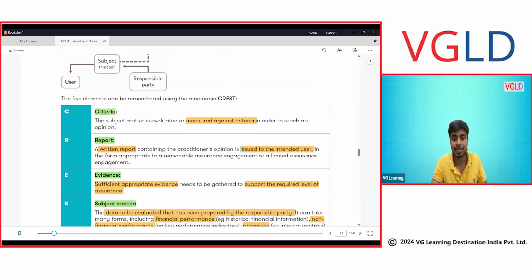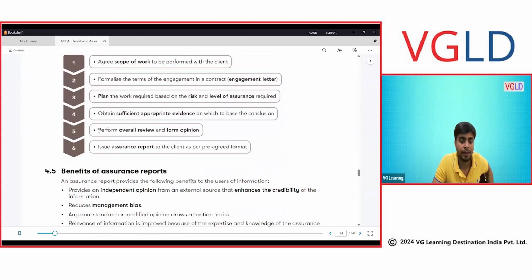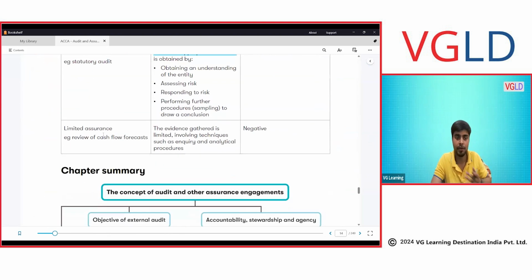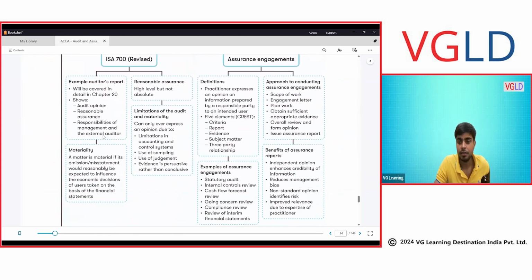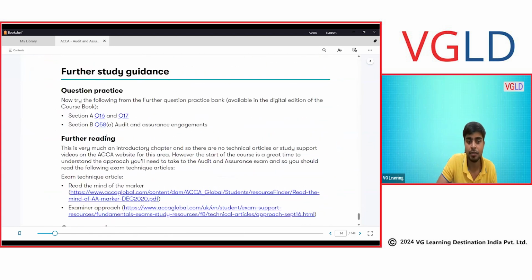Okay, so this is basically the element. This was one activity, and I think we have covered chapter number 1. Yeah, it is covered. This is your summary. So that's it for this section.